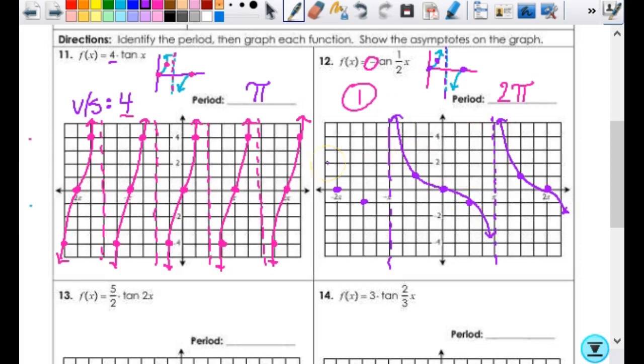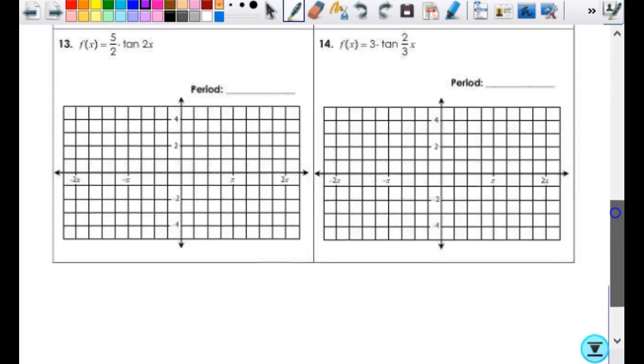And so just like any of the other transformations we've done, this 1/2 here is a horizontal stretch, and that's what happened. Your graph got stretched out. Okay? Questions? All right. Let's look at 13.